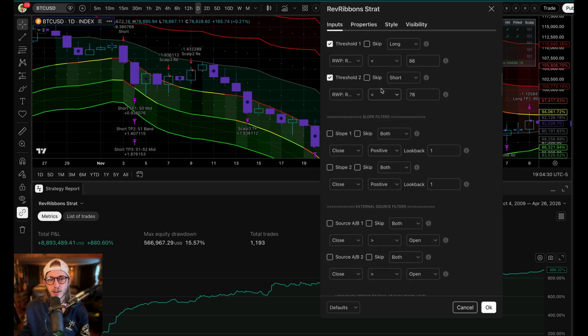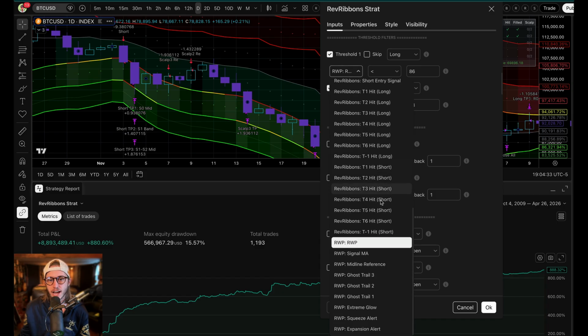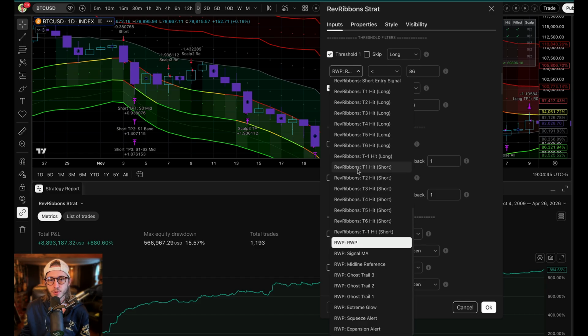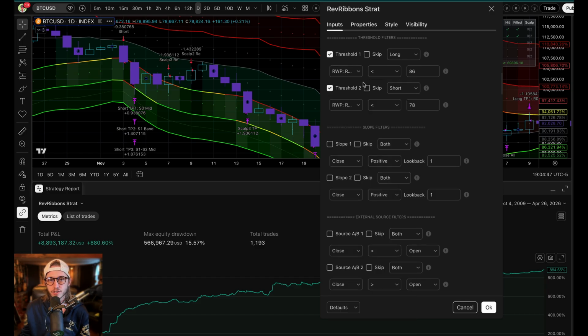All right, next we're going to look at our external sources that you can reference. I like referencing other Revin suite indicators. RWP is one of my favorites. BBWP is also super helpful, but you can reference a myriad of indicators here. You just put them in the first user input box right here, and then you can have a threshold. So the RWP has to be greater than 86 for it to enter a long trade, and the RWP has to be less than 78 to enter a short trade.